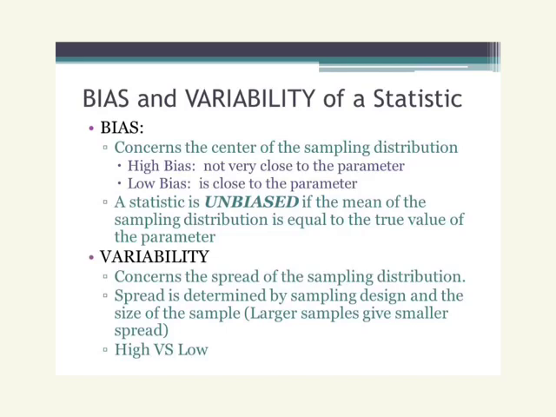And an unbiased statistic or an unbiased sampling distribution means that it's equal to the actual value of the parameter. Now understand something, it's going to be really hard for us to determine the bias because in a vast majority of the situations that we deal with, we're not actually going to know the true value of the parameter.